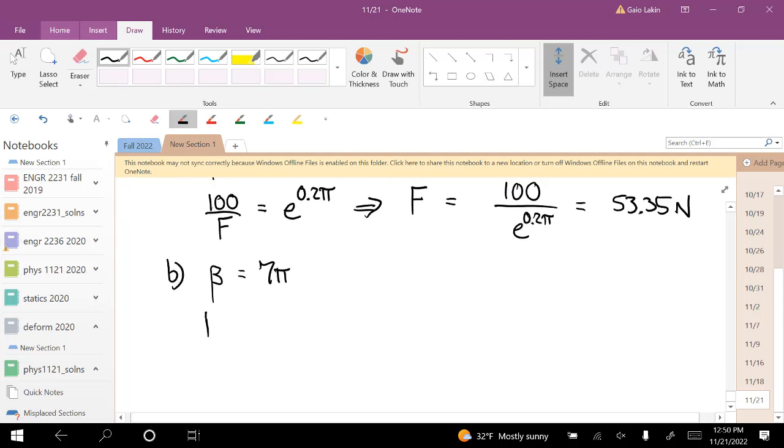And you use the same equation. F is equal to 100 over e to the 0.2 times 7 pi, which is 1.4 pi. And you get a force of 1.23 newtons.